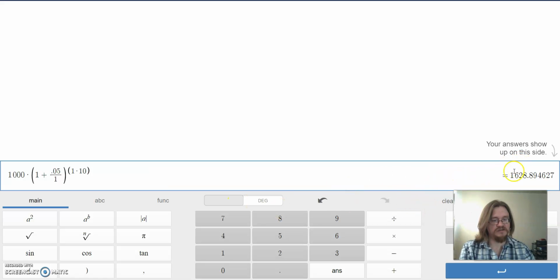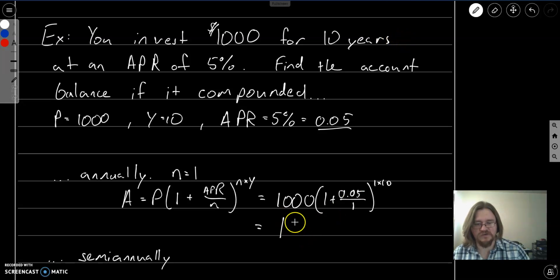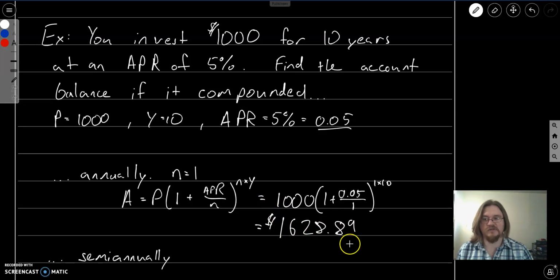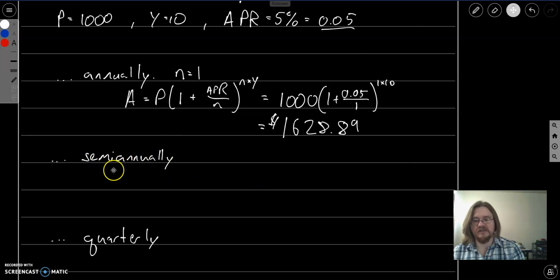So at the end of 10 years, rounding to the nearest penny, we will have $1,628.89. We won't round up with the 4 there. So this is how much money there will be in the account after 10 years if we compound it annually. So let's see what happens if we compound it semi-annually.